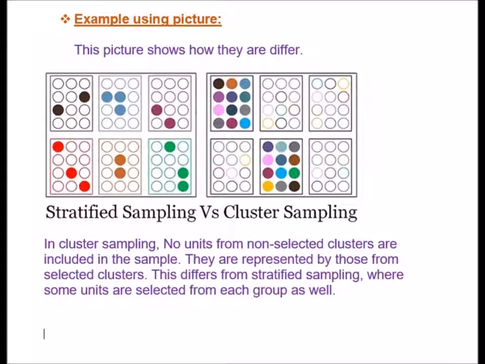Here in cluster sampling, no units from the non-selected clusters are included in the sample. They are represented by those from selected clusters. This differs from stratified sampling, where some units are selected from each group as well. So this is how the example works.